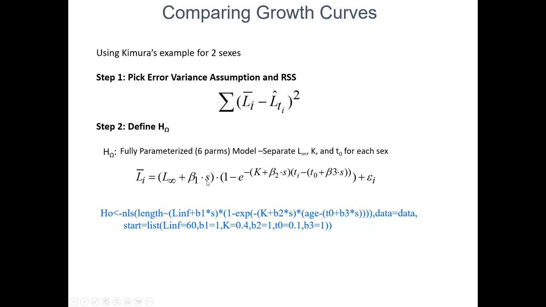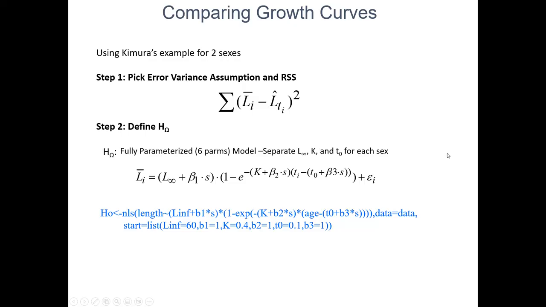So in this case, the second parameter will be associated with the males. So when this S is 0, then essentially you're estimating the parameter for the females. But when it's 1, then it's L infinity plus B1 times 1, which will give you the L infinity parameter for the males. And the same thing for the K and the T sub 0.